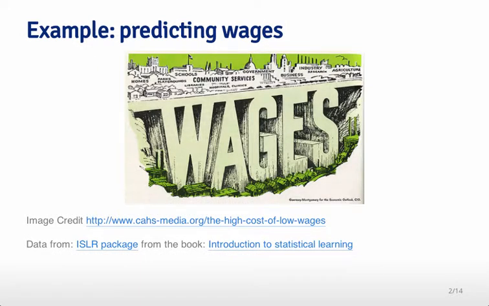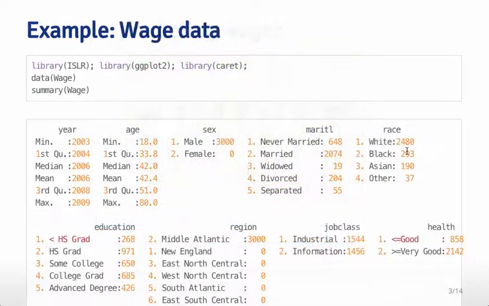So for this example, we're going to be using this wages data. The wages data is actually data from the ISLR package, which you can find at this link. And it's from the book Introduction to Statistical Learning. So we're going to be looking at this data and seeing how we can use it for prediction. So if I load the ISLR package, again, I'm going to have to install it first, and then I can load it. And I also load the ggplot2 package because we're going to be using that for some plotting, and the caret package because we're going to be using that for model building.